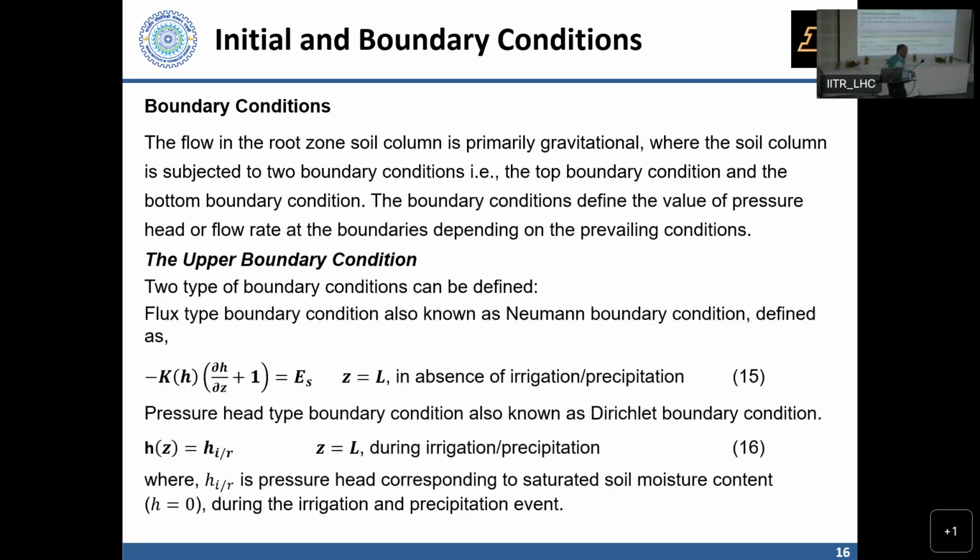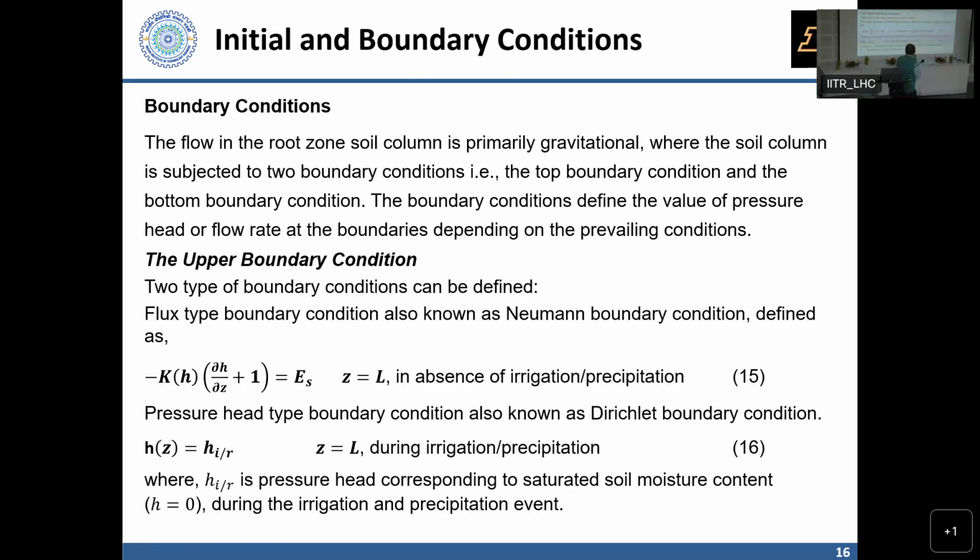The boundary condition: we know that the top is a boundary, whatever processes are occurring at the top. So we will have a top boundary condition and a bottom one. For the upper boundary condition, at the ground surface, when there is no rainfall there will be evaporation from the soil, and when there is a crop, there will be transpiration from the plant.